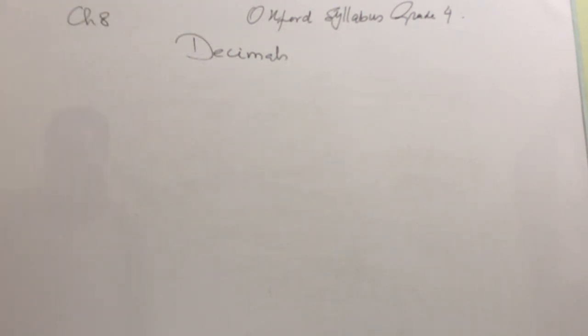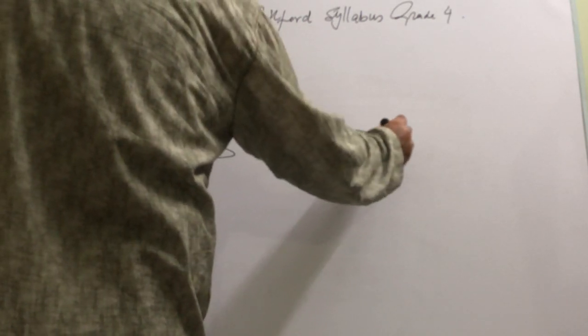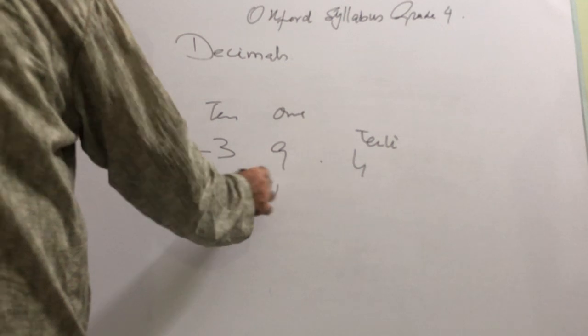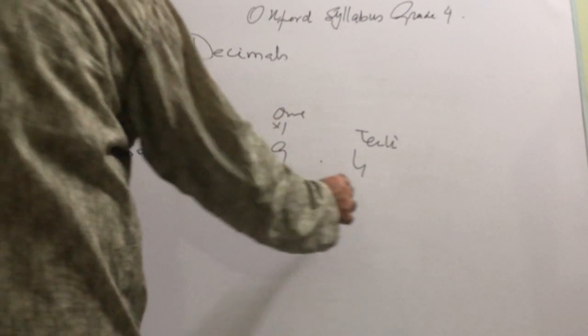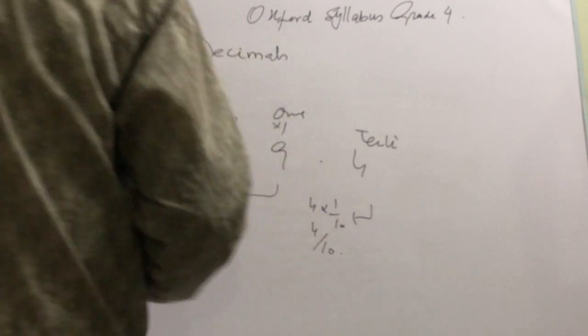Then, what is the value of each digit? Question number 4, 39.4. Okay, it's very simple. The way we did before. This is tenths. This is ones. This is tens. It is multiplied by 10. Its value is 30. Its value is multiplied by 1, 9. Its value is 4 multiplied by 1 over 10, 4 over 10. Okay, so this is done.